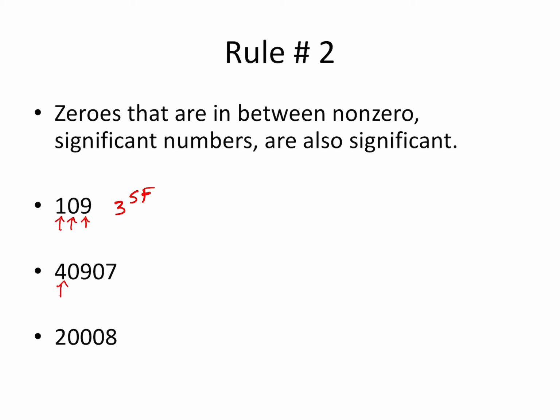Our next one has the 4, the 9, and the 7 that are automatic. The 0 between the 4 and the 9 is in between significant digits, so it is also significant. And the same situation between the 9 and the 7. This 0 is also between significant digits. It's significant as well. So this number has 5 significant figures. Our next example has the 2 and the 8 that are automatically significant from rule number 1. Our new rule is applicable even though I've got a string of zeros. All of these zeros are in between significant digits, which means that this number also has 5 significant figures.